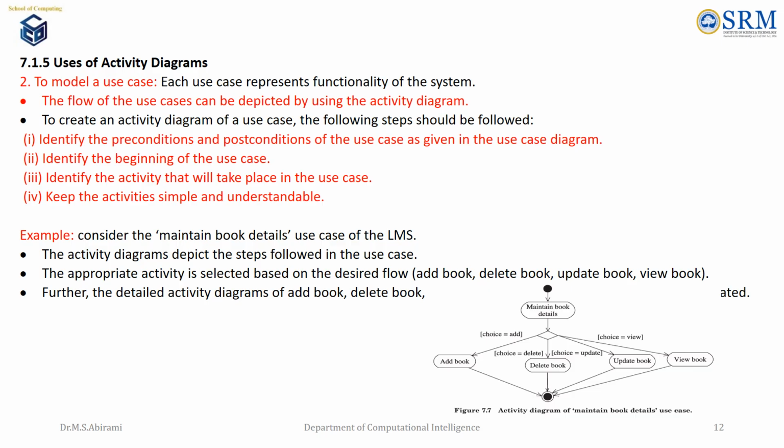To create an activity diagram of a use case, the following steps are to be followed. Identify the preconditions and post conditions of the use case as given in the use case diagram. Identify the beginning of the use case. Identify the activities that will take place in the use case. Then keep the activities simple and understandable. Here is the example, which is explained for maintaining the book details as shown in figure 7.7.